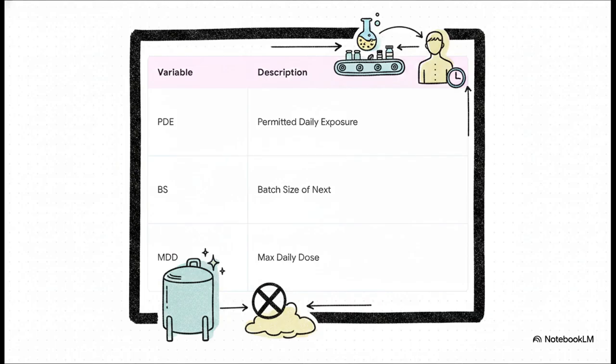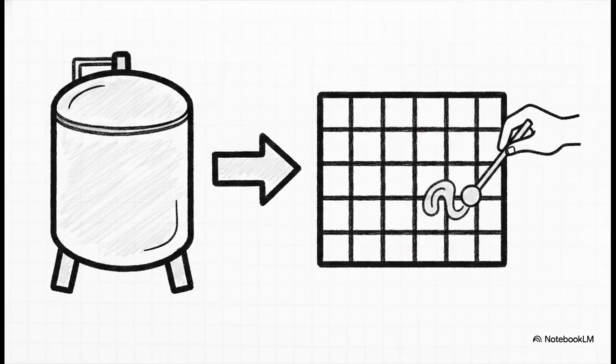The mathematical relationship here actually tells a perfectly logical safety story. You take the permitted daily exposure, so the safe amount for one patient in one day, and multiply it by the total batch size of the next product in line. Then you just divide that by the maximum daily dose of that next product. This formula tells you exactly how many total milligrams of residue from the previous product can safely be allowed to carry over into the entire next batch without harming a single patient. Pretty brilliant, right? But wait, there's a catch.